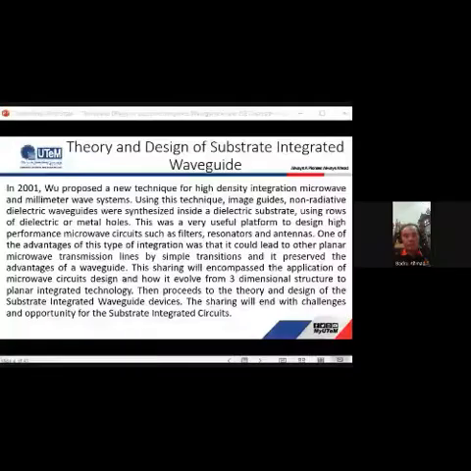Then we will go into the theory and design of the substrate integrated waveguide, and proceed with a few design examples that we have done. Not many, but there are some. Finally, we will also discuss the opportunities and challenges for substrate integrated circuits. Okay, next.